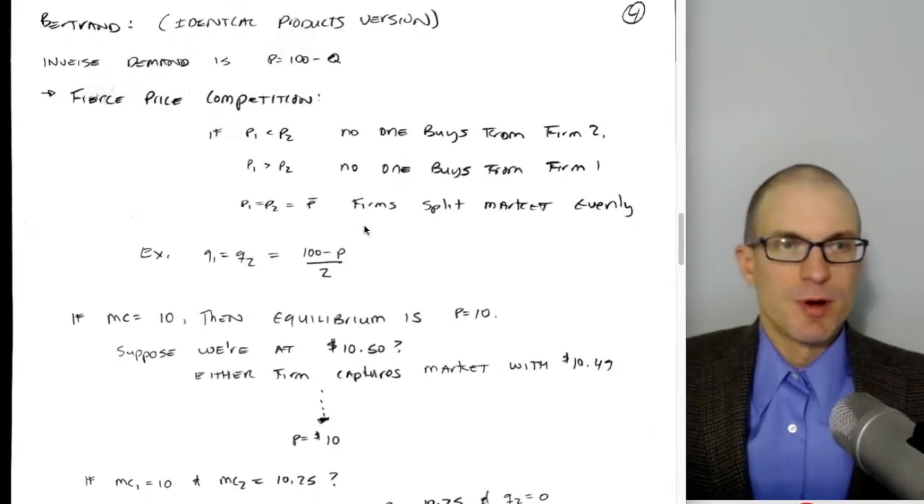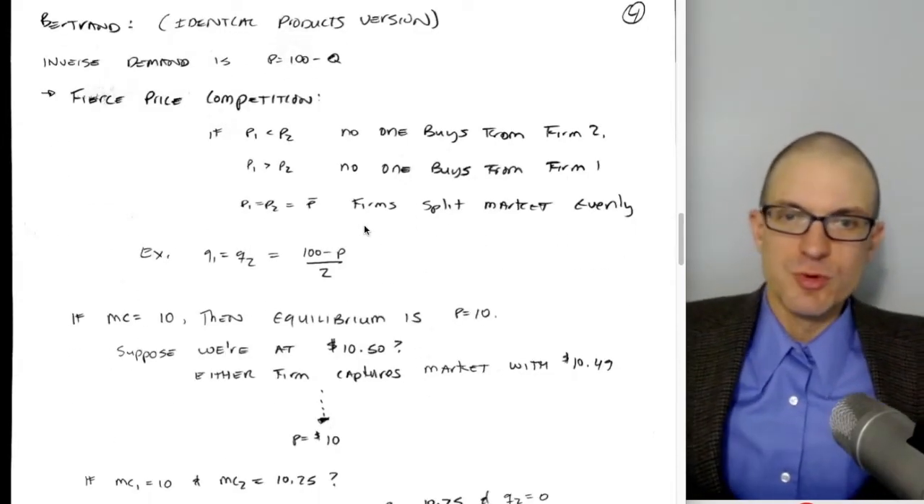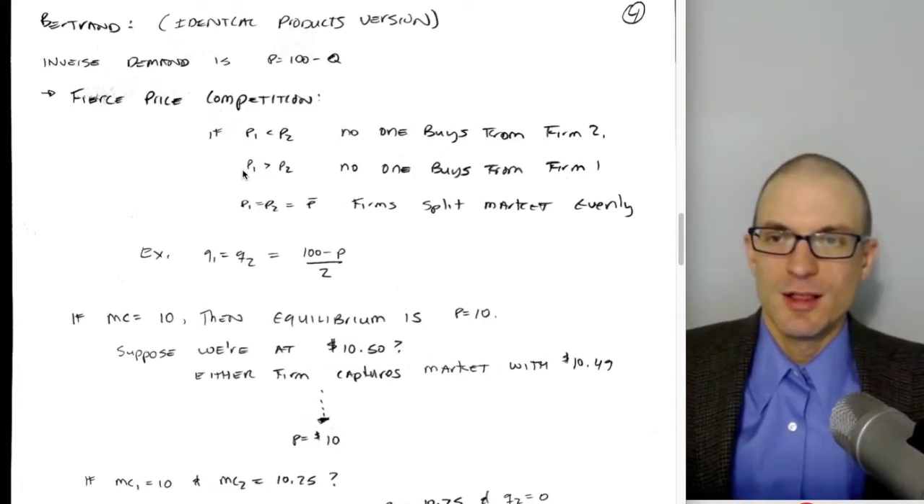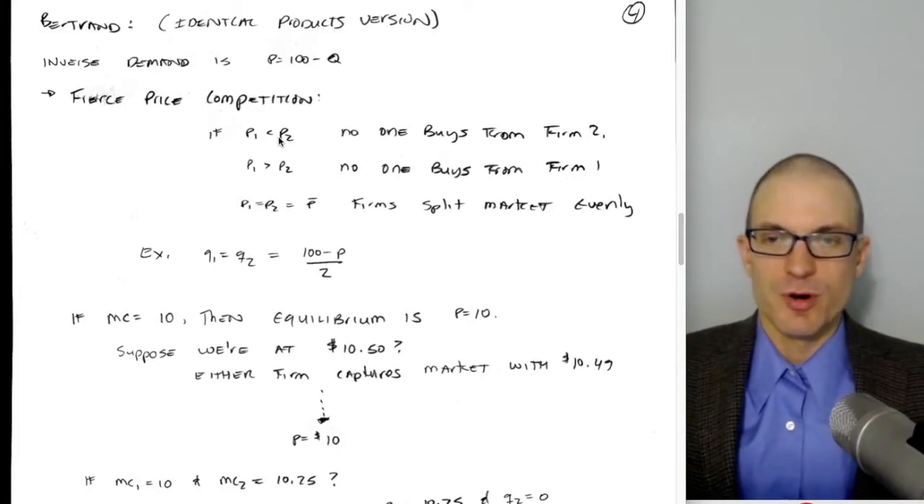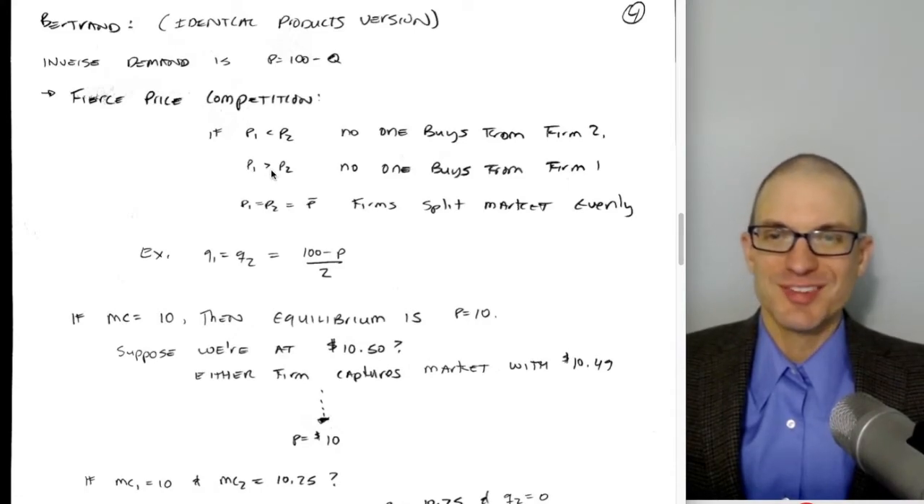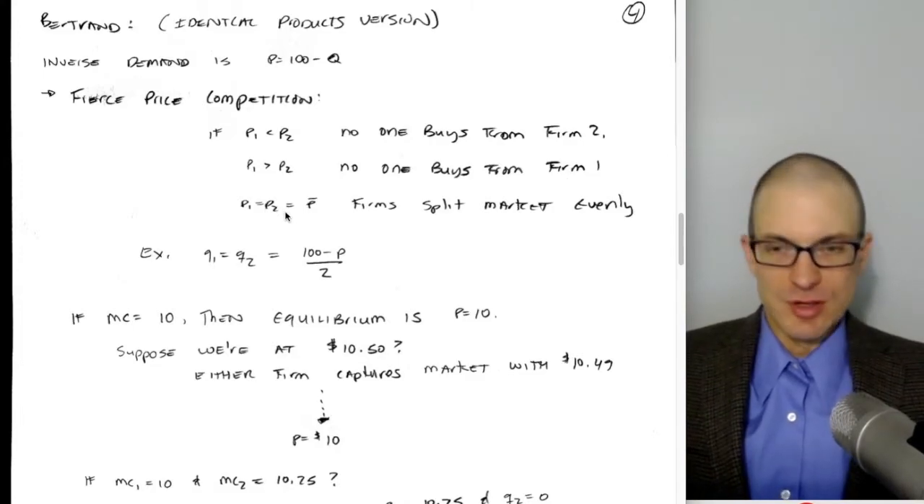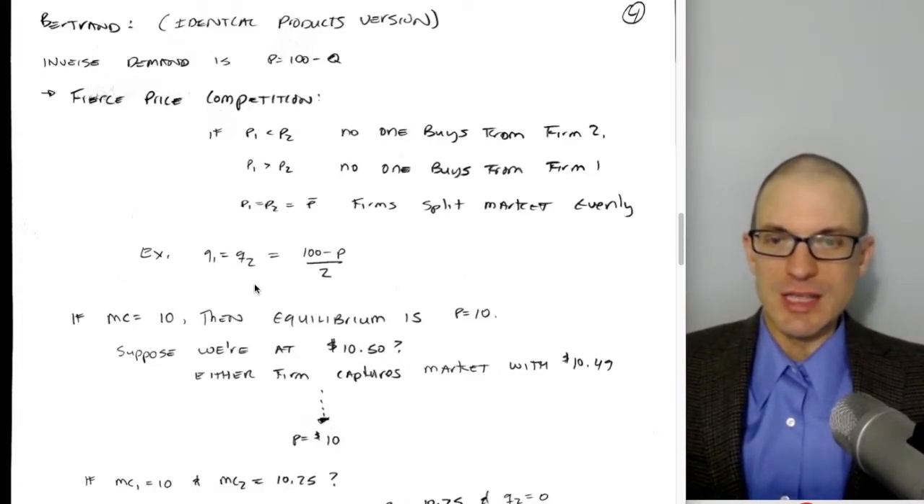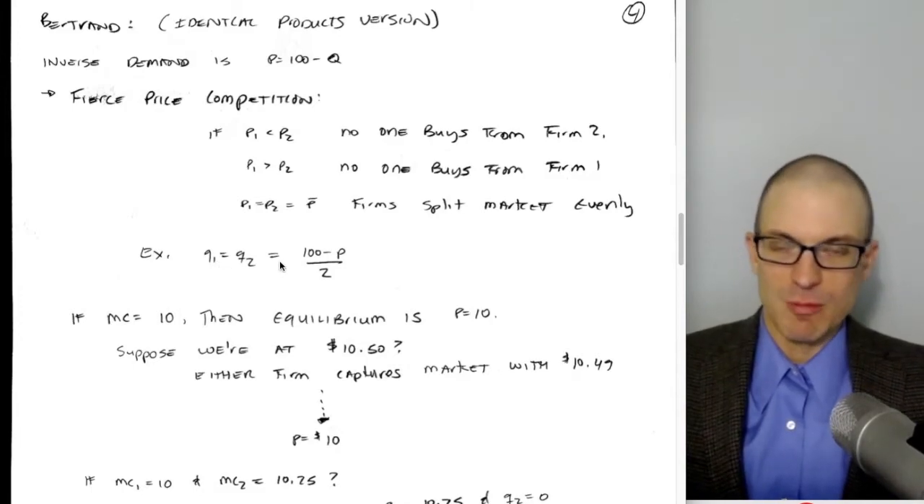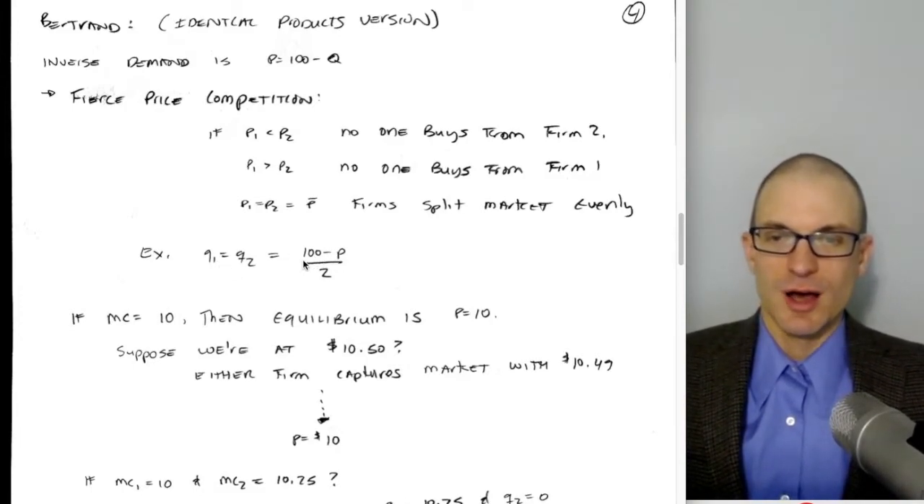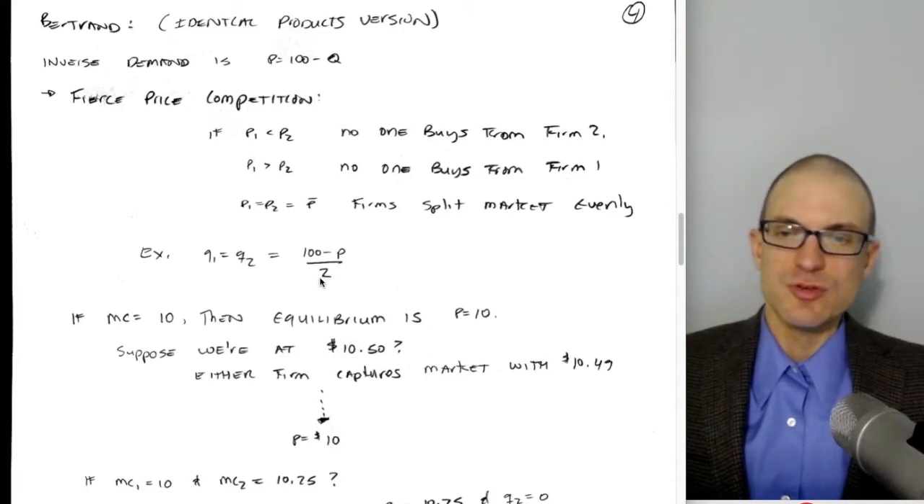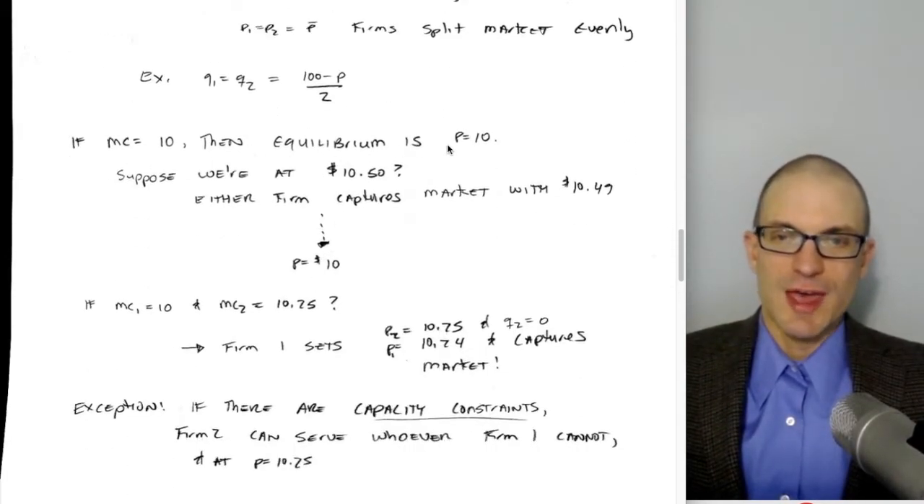All right, so then I'll talk about Bertrand. So the idea with Bertrand is we've got fierce price competition, and we've got the result where if firm 1 sets a price below firm 2, then no one's going to buy from firm 2. If firm 1 sets a higher price, then no one's going to buy from firm 1. And so in equilibrium, they set the same price, equal to the marginal cost, and then they split the market evenly. So here they'll set the same quantity. And so the quantity is just going to be 100 minus P divided by 2 because we had two firms. If marginal cost was 10, then the equilibrium price would be 10. And that's our Bertrand equilibrium.